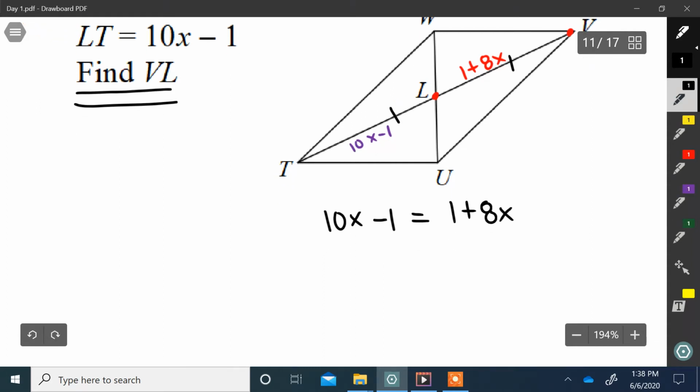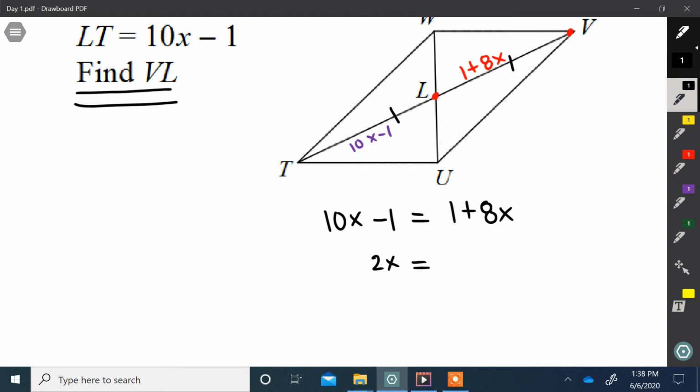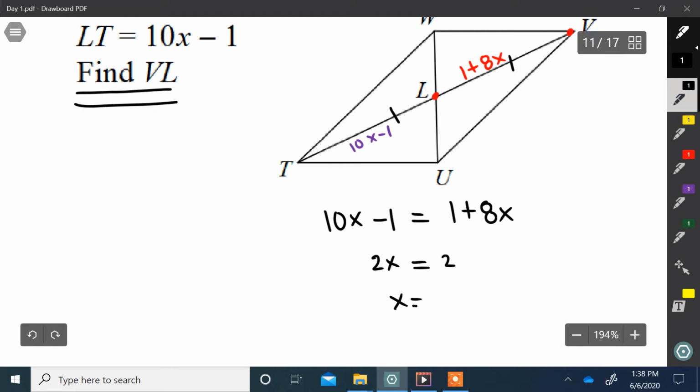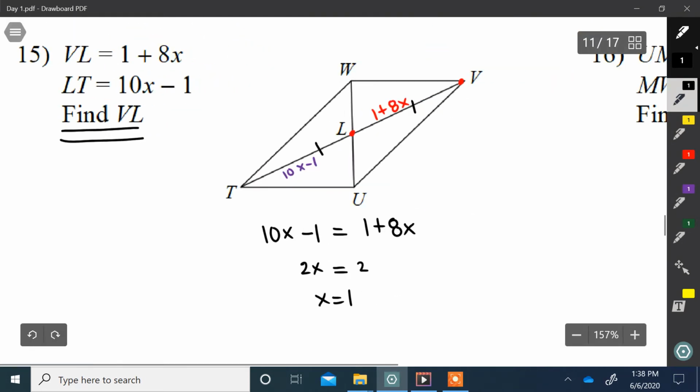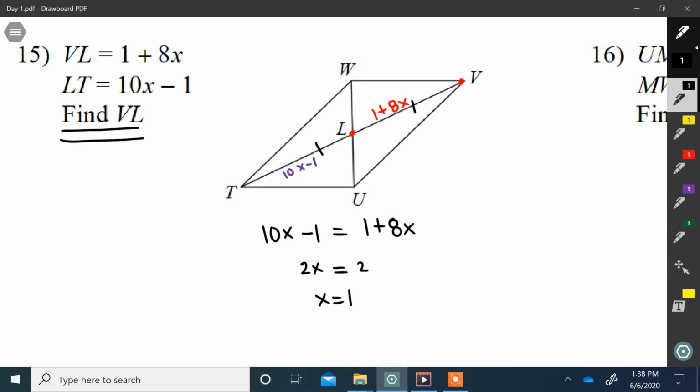Okay, you're going to solve for x as you normally did. I'm going to, let's see, I could subtract 8x on both sides and I'll get 2x. And then I'll add 1 on both sides and I'll get 2. That means x is 1. Of course, that's not the answer. What you're looking for is BL.